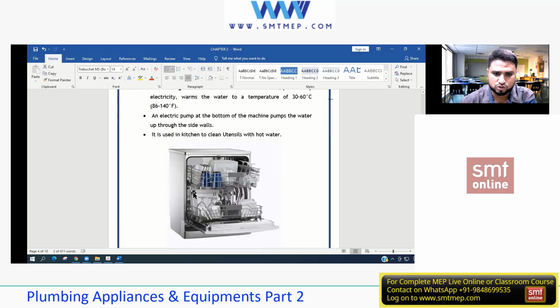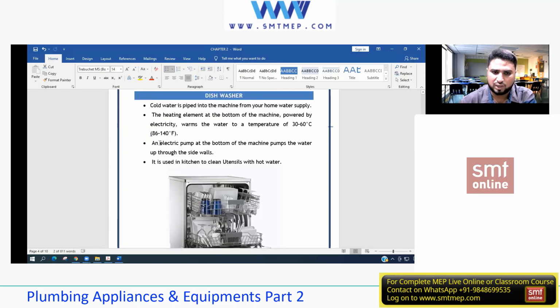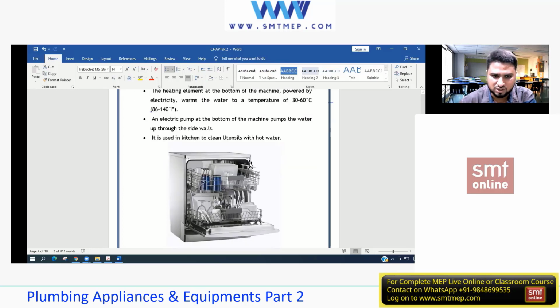An electric pump, a small pump again inside, pumps up the water from the side walls, and a small jet of water will be sprayed on that. Okay, then it will apply the detergent, and again it will spray the water so that the utensils get cleaned up. After some time we can make use of the utensils. So an electrical pump at the bottom of the machine pumps up the water through the side walls. Okay, that means these are the side walls.